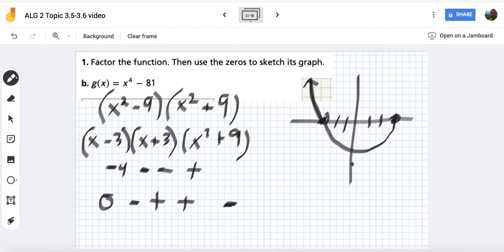Notice I didn't put any values on the y-axis. That was intentional. Now let me try a point over here, like 5. So when I plug in 5, 5 minus 3 is 2. That's a positive number. 5 plus 3 is a positive number. 5 squared plus 9 is a positive number, so it's going to come out positive. So it goes up like this. I mean, it actually doesn't look like this because it has 4 roots, and I wonder if the answer key will show what it actually looks like.